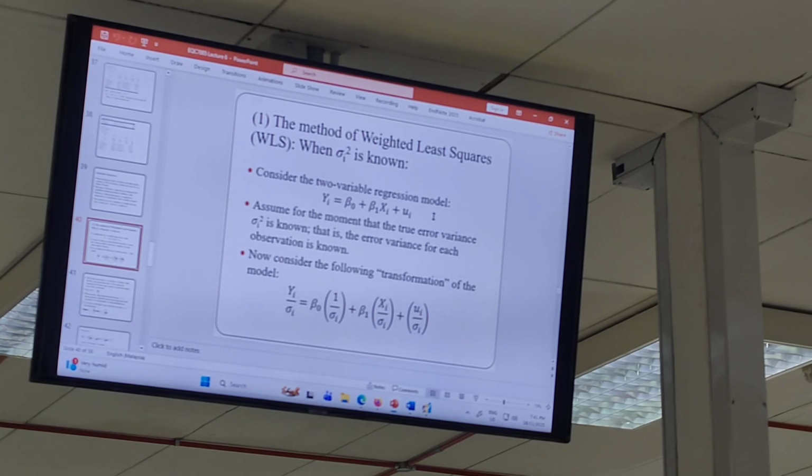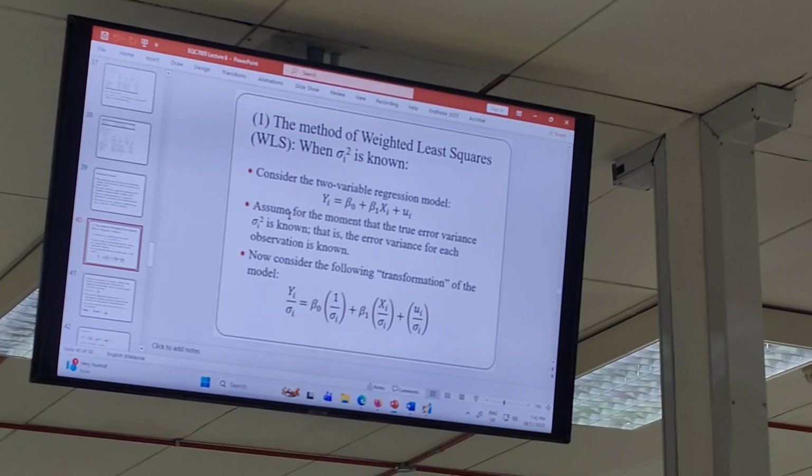Assume for a moment that the true error variance is known, that is, the error variance for each observation is known. Meaning that the error variance depends on i, the position or order of the observation. So what we can do is transform the equation by dividing it by sigma i, the known value. This is just theoretical, because most of the time we don't know it. Later we will use the case where the error variance is unknown.